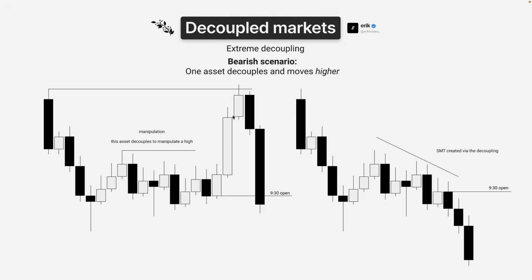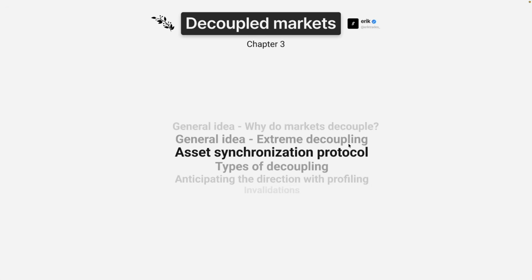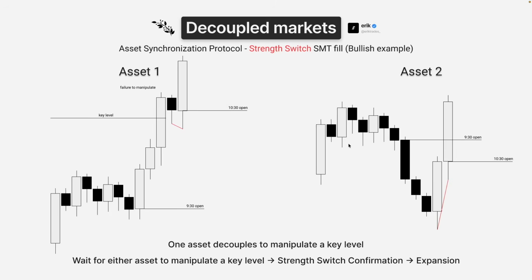So when one asset expands in the opposite direction of the market, you need to sync them together, right? Because this asset is bullish, this asset is bearish. If you want to sync them and you want both to be bearish, you need to use asset synchronization, and we're going to be using strength switch. In fact, we're going to be emphasizing strength switch heavily on asset synchronization, right? Asset sync is basically just strength switch, guys. You just have to know specifically what to look for.